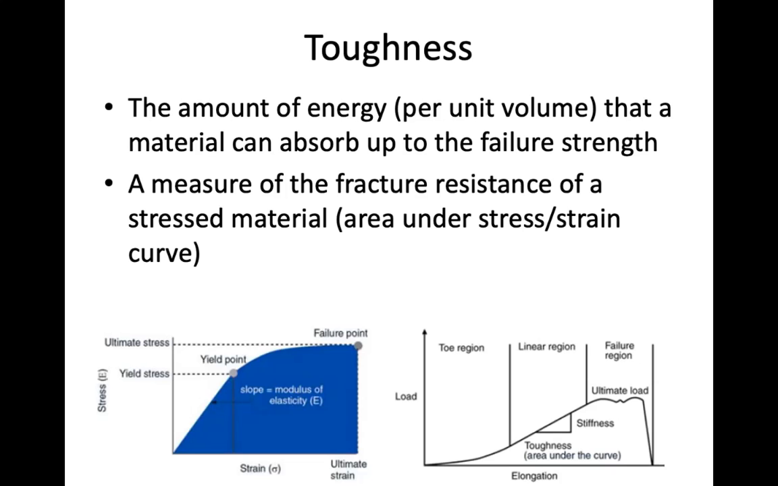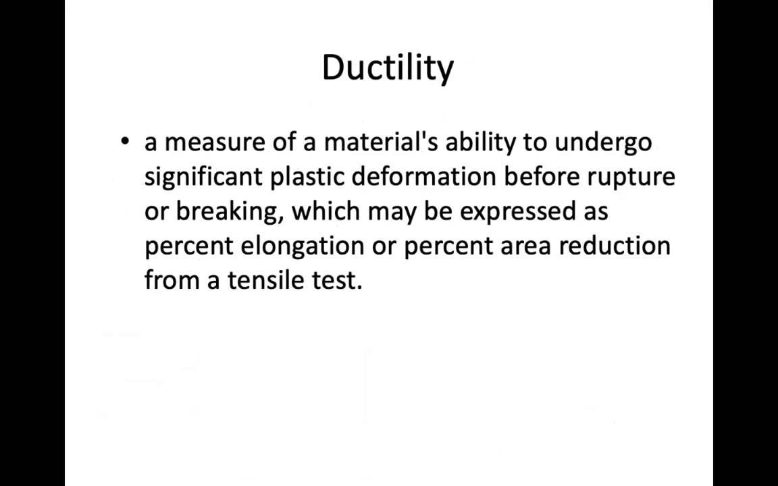Toughness. Toughness is the amount of energy per unit volume that a material can absorb up to the failure strength. It's a measure of the fracture resistance of a stressed material. It's also the area under the stress-strain curve. Ductility is a measure of a material's ability to undergo significant plastic deformation before rupture or breaking, which may be expressed as percent elongation or percent area reduction from a tensile test. Essentially, a ductile material can be stretched out without breaking.